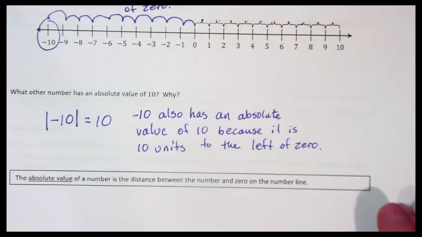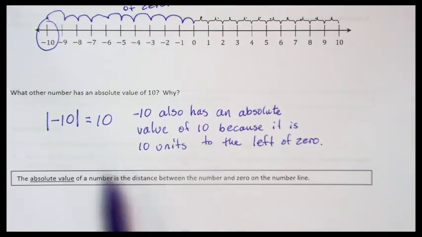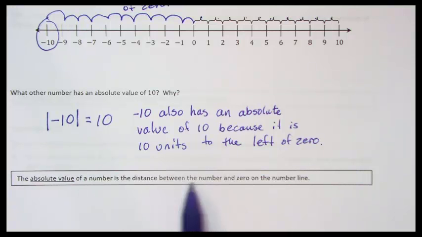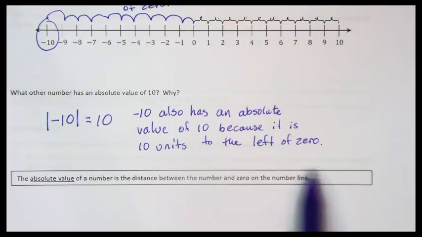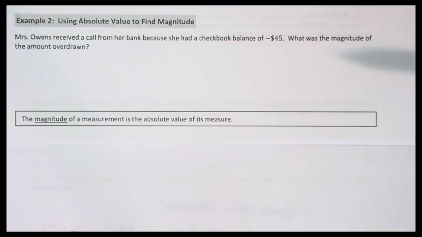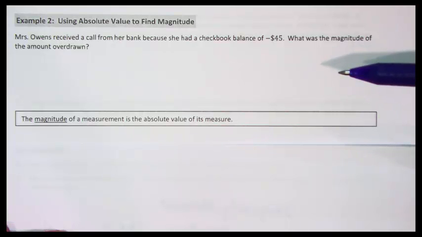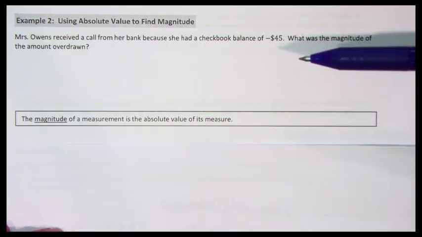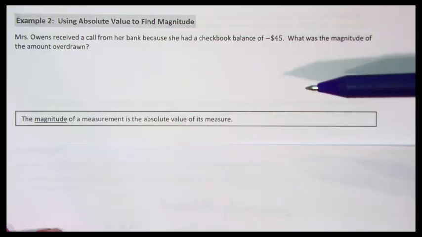When we look at the definition of absolute value, the absolute value of a number is the distance between the number and 0 on the number line. This is the definition we're going to use for absolute value. You'll find you'll need it in your homework tonight. When we talk about absolute value, we're talking about the magnitude, how far away from 0 something is. So that's the other word we need to know.